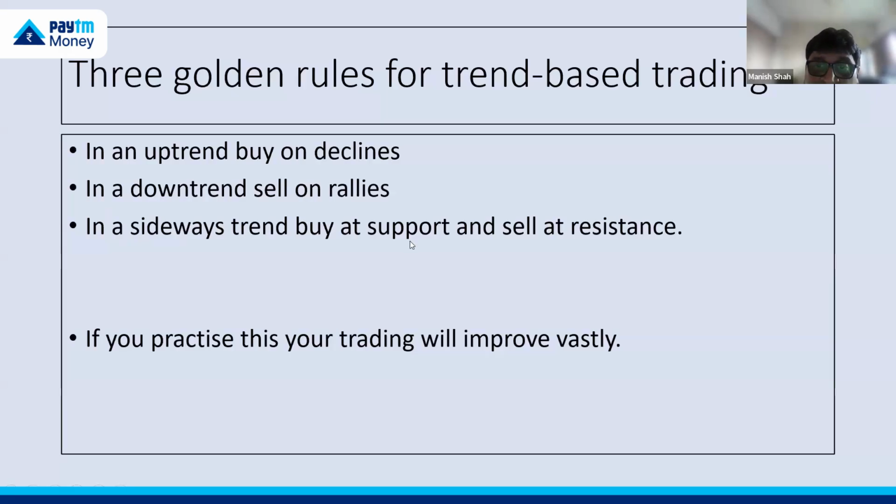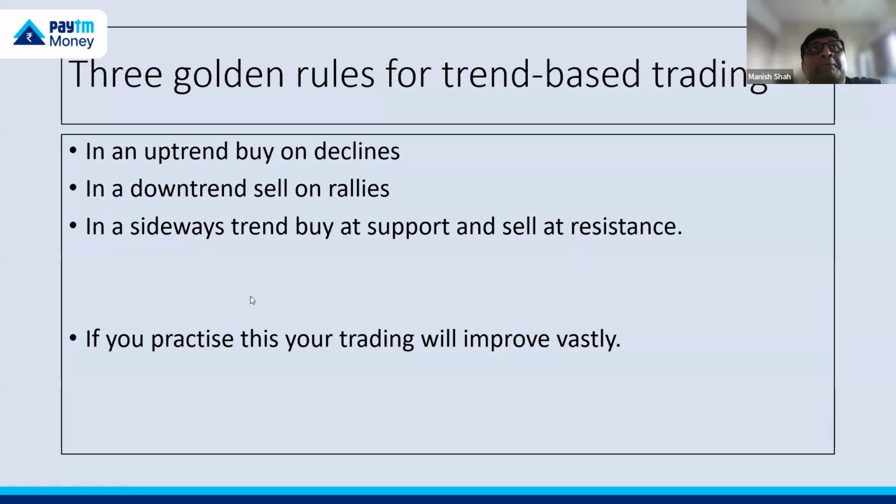Okay, identify the edges, and if price comes there, put an alert. You can put alerts in the system, for example, if price comes to 1250, alert me. Okay, so it will alert you that the prices are at a support, and then you will start observing. Okay, so in a sideways trend, buy at support and sell at resistance.